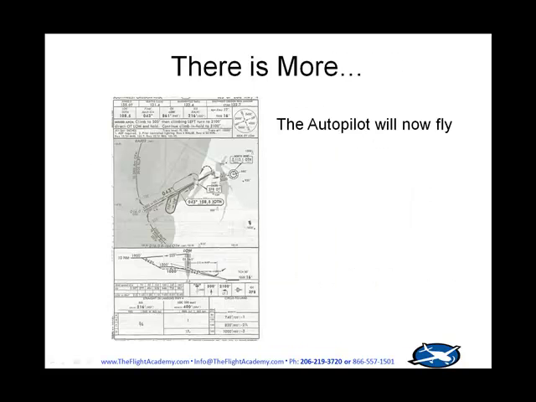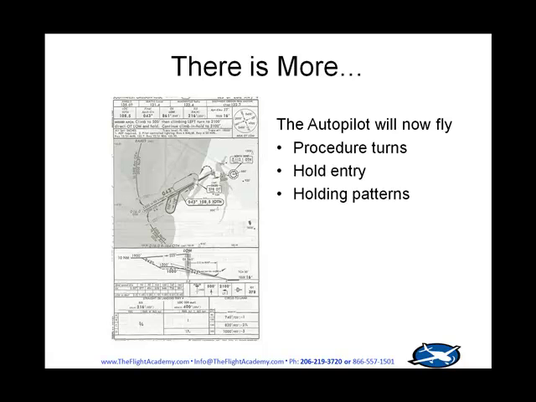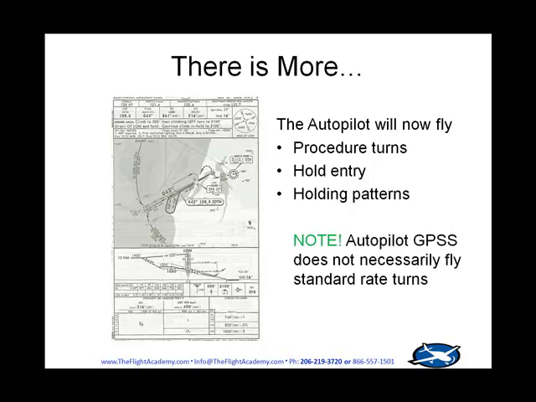WAAS allows more functionality out of our autopilots too. We can now leave the system in GPS steering mode and watch it fly procedure turns, hold entries, and complete holding patterns by itself. This requires no further input from the pilot. Most Cirrus pilots have noted, but it's worth mentioning anyway, that the autopilot in GPS steering mode will occasionally bank steeper than what is needed for standard rate turns if necessary. It will not bank past 35 degrees, so don't let that bother you.